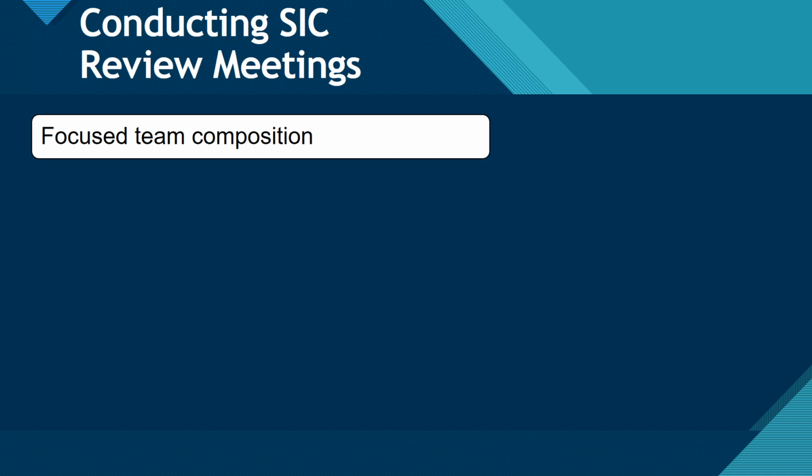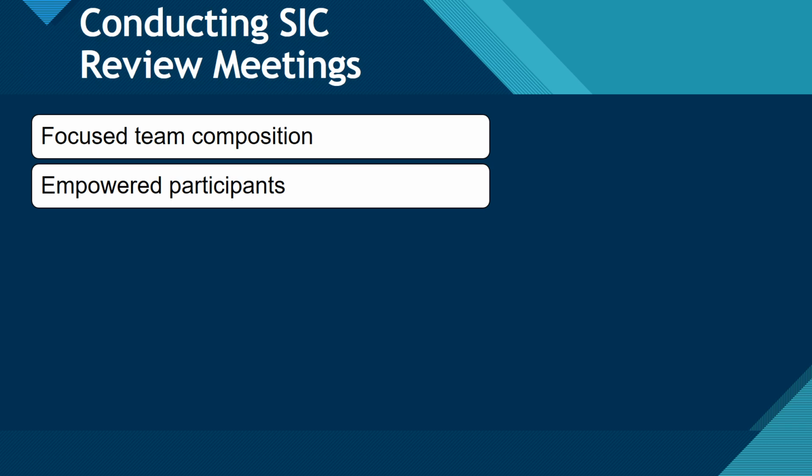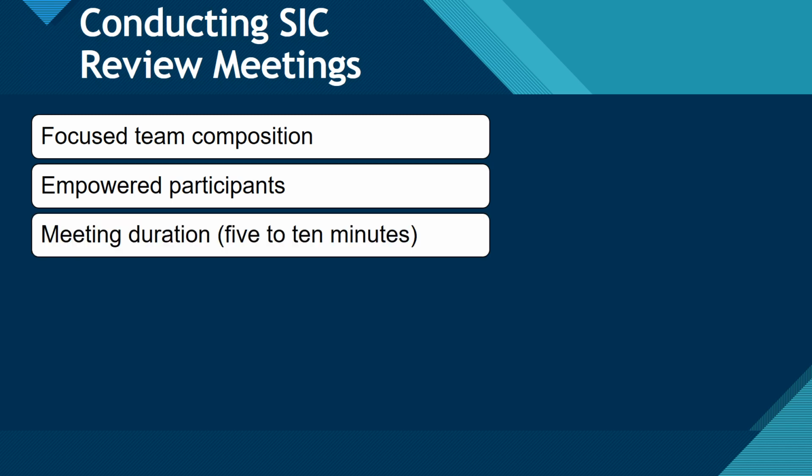Focused team of 3 or 4 people: lead operator, maintenance person, engineer, line supervisor. Empowered participants. All participants are empowered to take direct actions on the manufacturing process. Meeting duration, 5 to 10 minutes. Preferred duration is 5 minutes, absolutely no longer than 10 minutes.